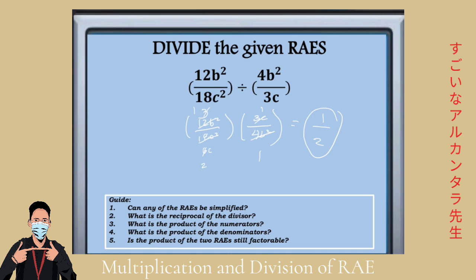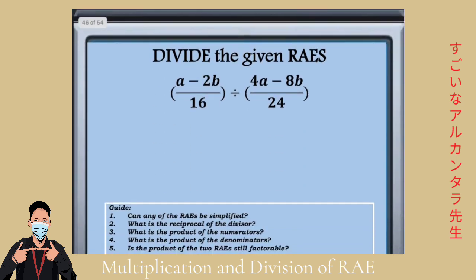So that's how it works. So again, the difference between dividing and multiplying is basically, let's put it this way. Dividing RAEs is multiplying RAEs with an extra step. The extra step is the KCF. Keep the dividend as it is. Change the operation, division, to multiplication. And then flip your divisor, or get its reciprocal. That's it. So let's continue with some more examples.